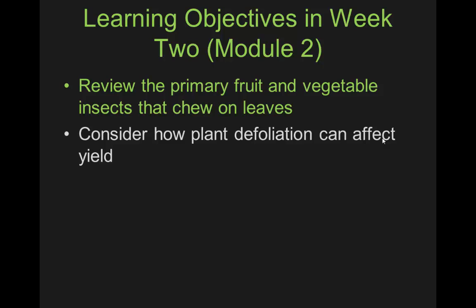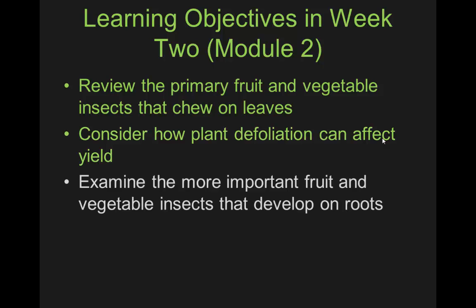Also, try to consider how plant defoliation, the effects of chewing injuries, can affect yield. And further, look at the insects that feed on other parts of the plant and indirectly damage crop yield, those in particular that feed on the roots.